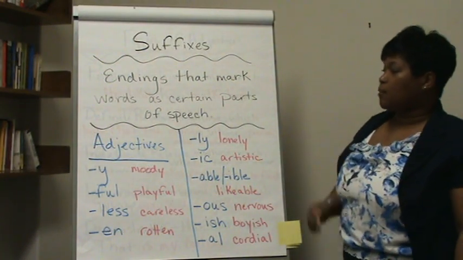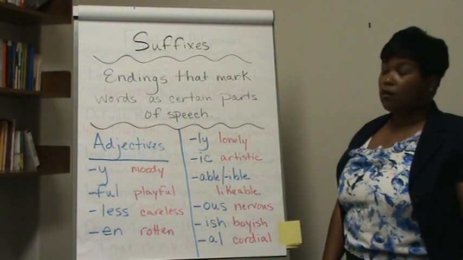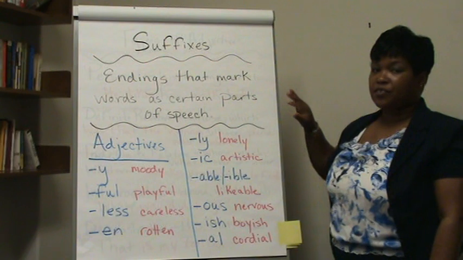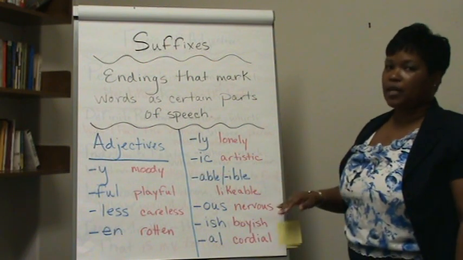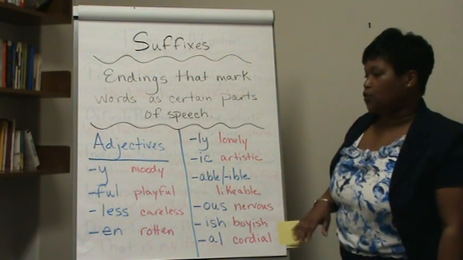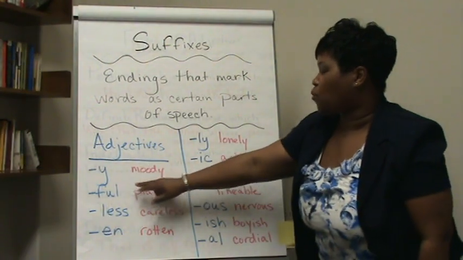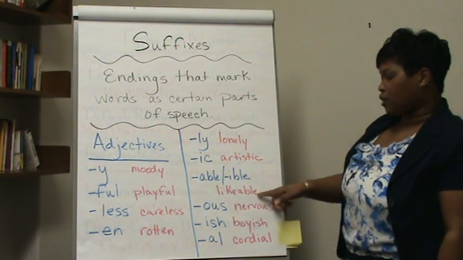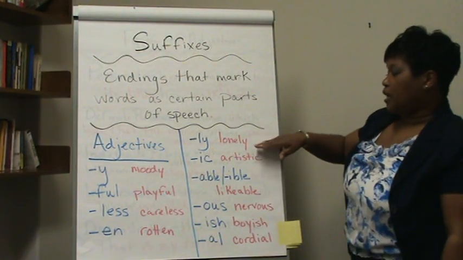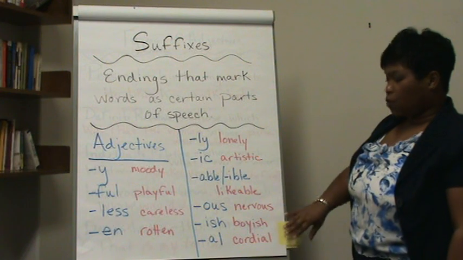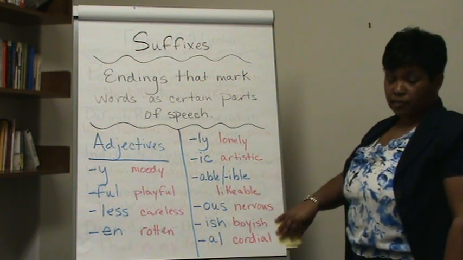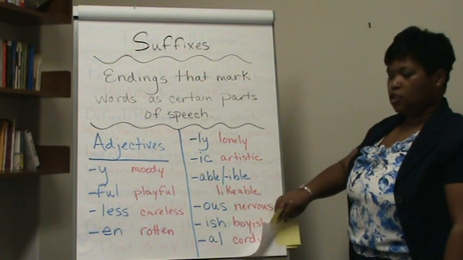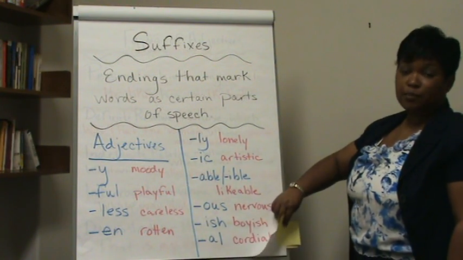Suffixes are endings that mark words as certain parts of speech. And so adjectives aren't the only words that have suffixes, but you just want to be aware that there are some suffixes that are very common in adjectival use. So you'll see examples here, like with the Y for moody, with the full for playful, with the able or ible for likable, with the ly for lonely. So we have several suffixes that are very common in adjectives. These are not all of them by any stretch of the imagination, but they are some of the most common.